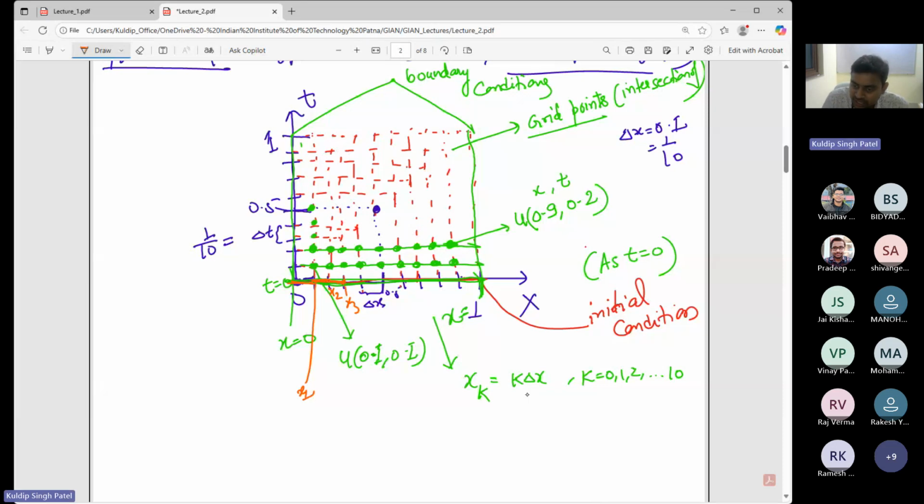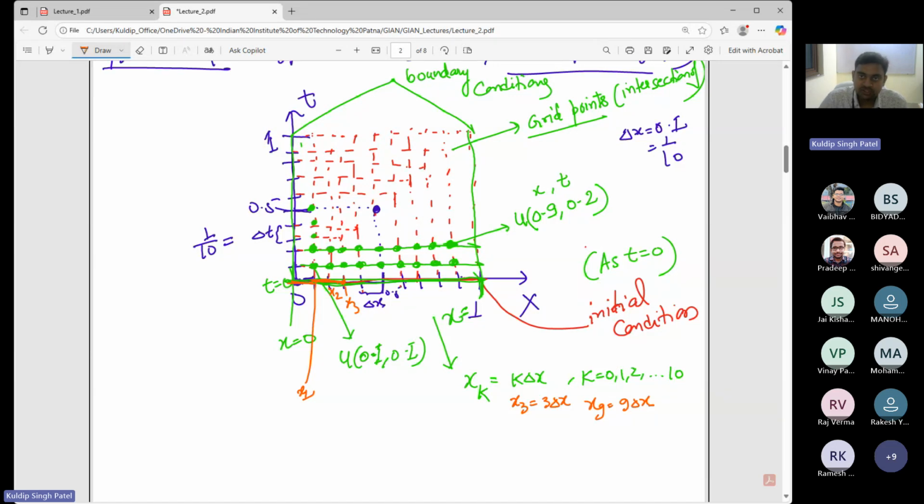So here you see x3 is 3 times delta x. x9 is 9 times delta x. Everyone comfortable? And in the same way, here the t variable also we can define. So technically, how are we going to solve it? Good. So this is now the question, how we are going to solve it.